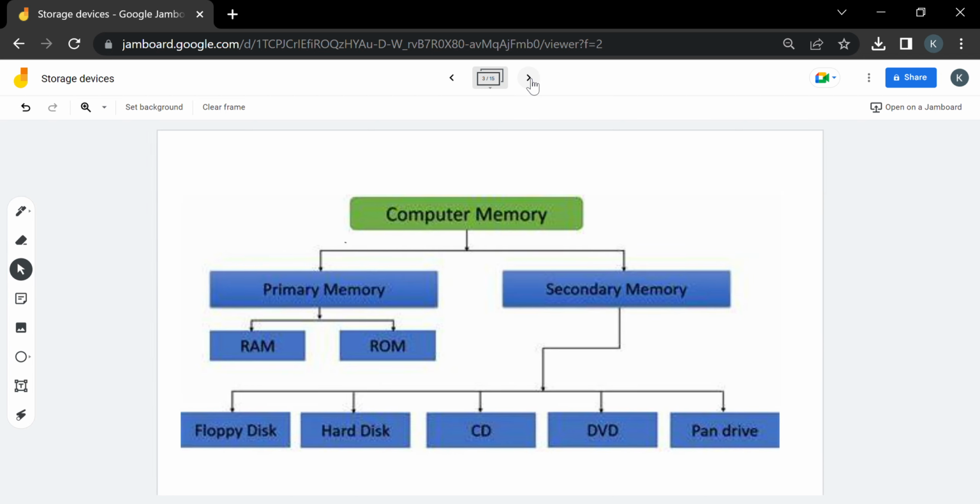As this classification diagram is showing us, computer memory can basically be classified into two basic categories. One is known as primary memory and the other one is known as secondary memory. Primary memory is further categorized into two categories. One is known as RAM and the other is known as ROM. You must be familiar with both of these terms. So let's start with RAM.